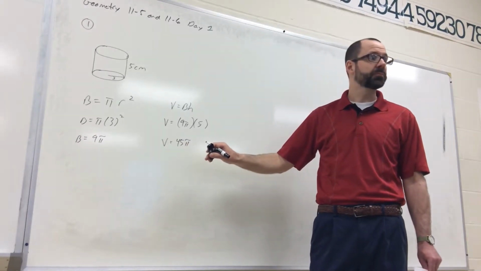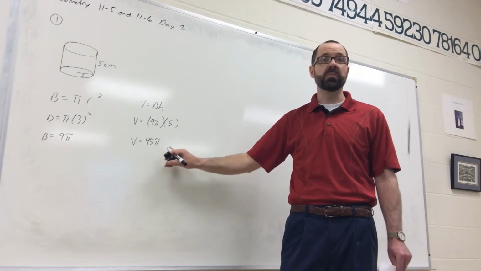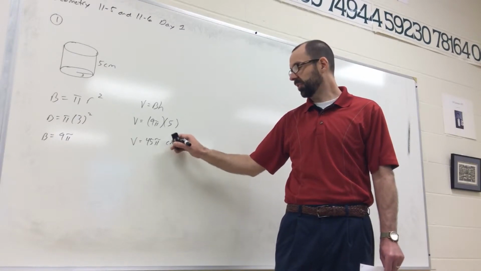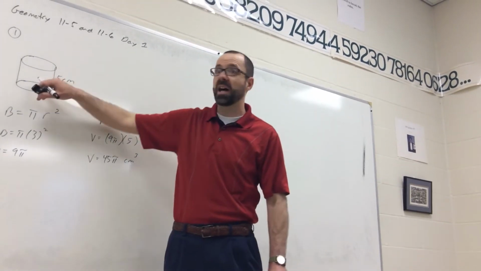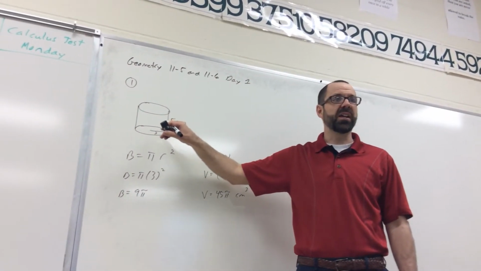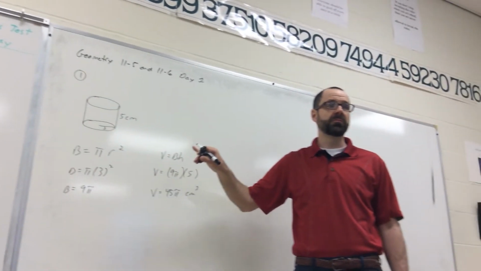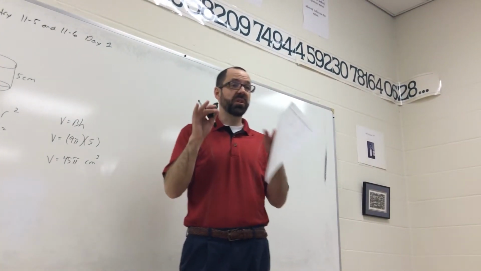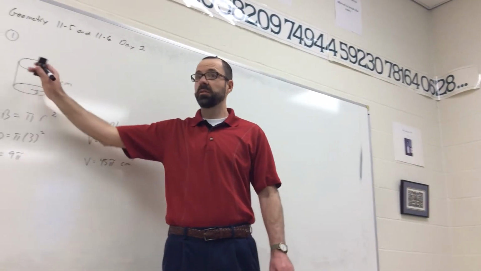45 pi. And then what would the label be for that? Centimeters cubed. Good, cubic centimeters, because we're figuring out how many little cubes would fit inside this soup can. So how much soup would fit in the can, right? As opposed to yesterday, we were doing surface area, which would be when you put the label on the soup can, how much paper you need to cover the outside.